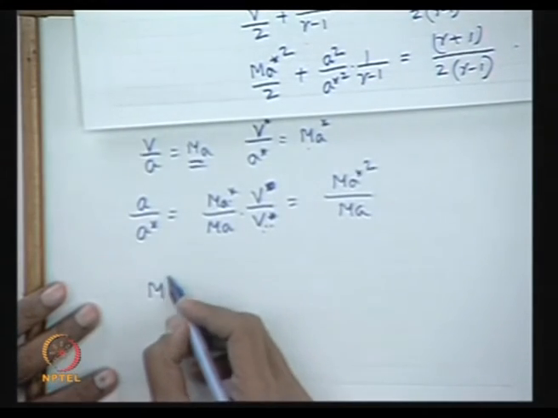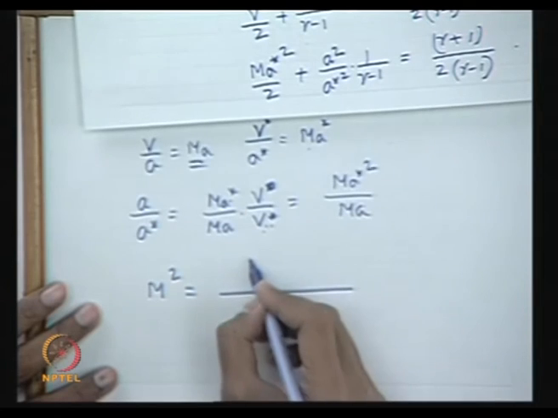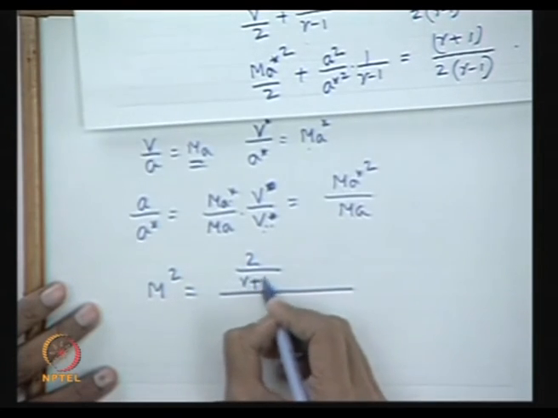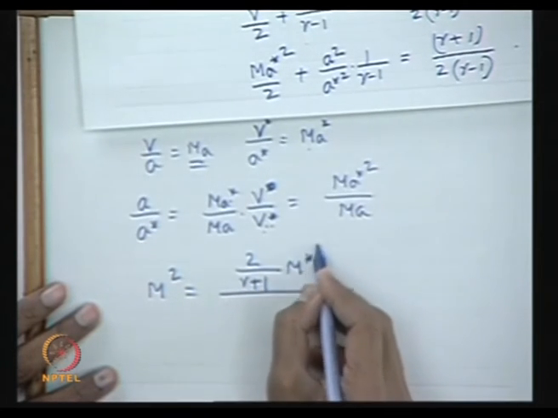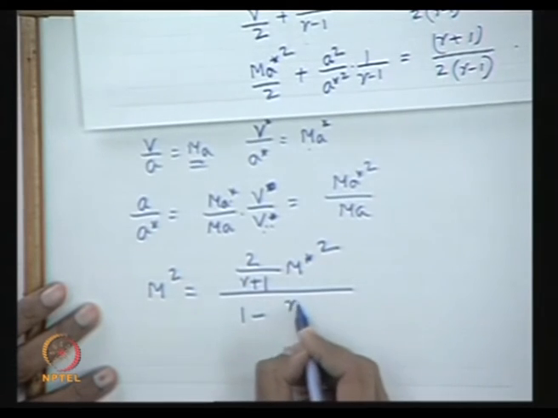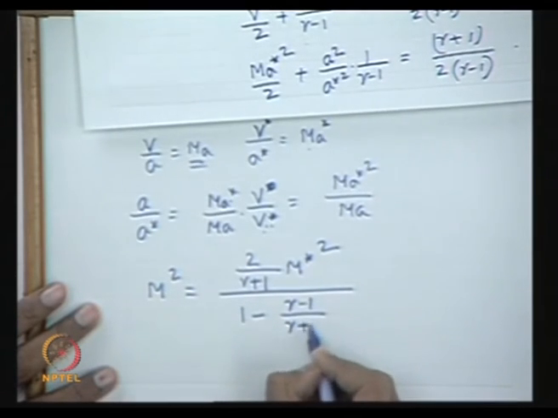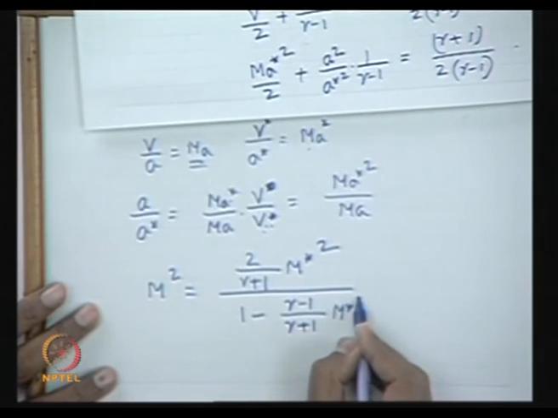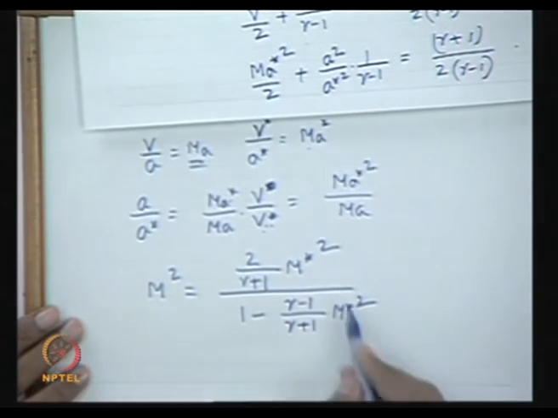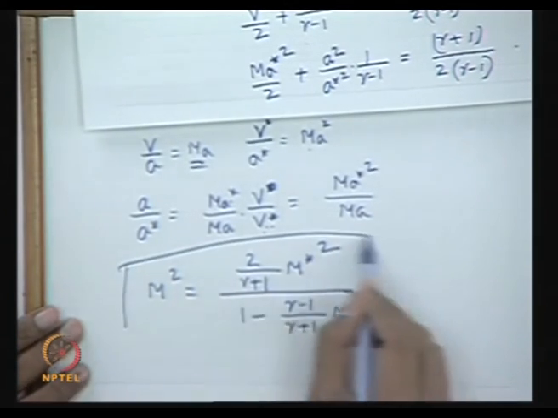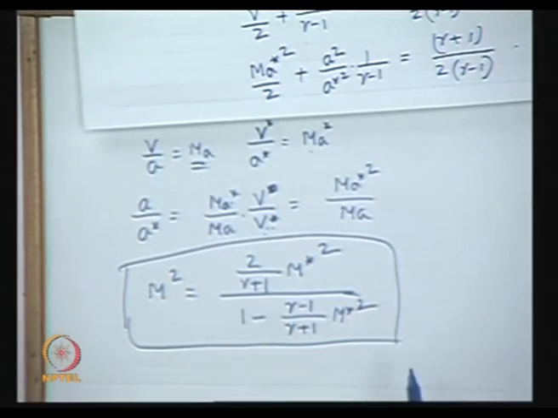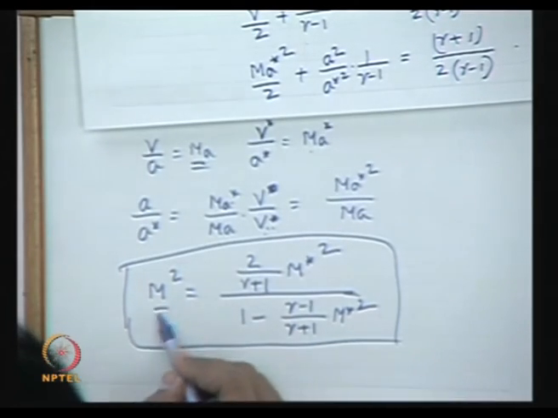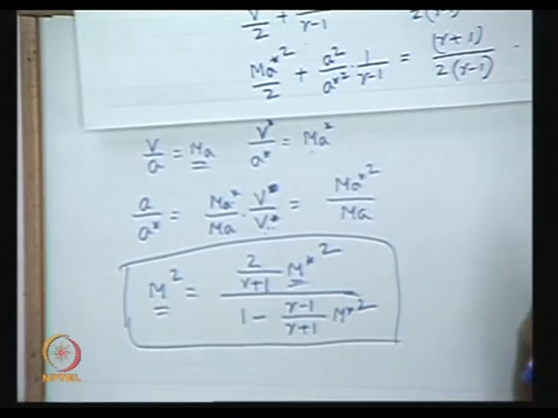M square in terms of M star square, these are simple algebraic steps. So, this is the relationship between the Mach number and the reference dimensionless velocity.